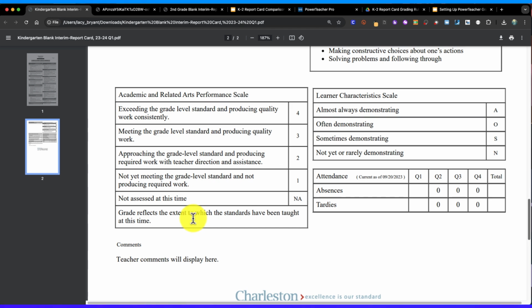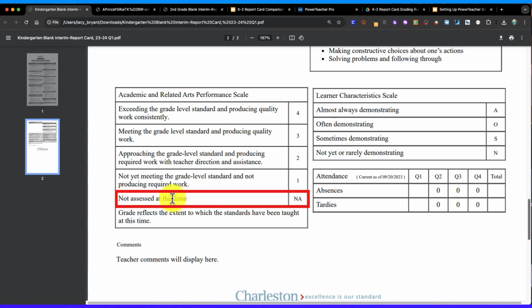We will talk later about how the district has created rubrics to help you know what meeting the grade level standard could look like at each quarter or progress report time of year. To reiterate, all students in grades K through 2 will receive a 1, 2, 3, or 4 on their academic courses and related arts courses on every progress report and report card.